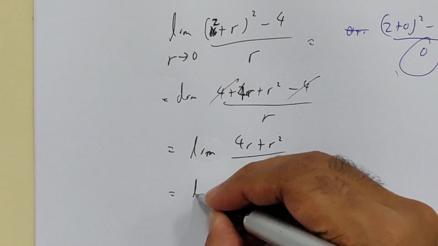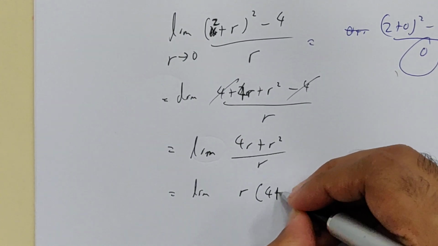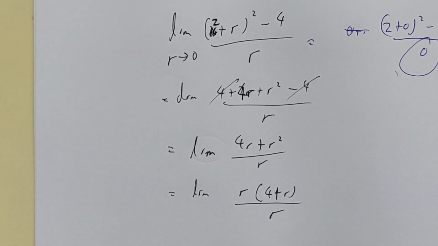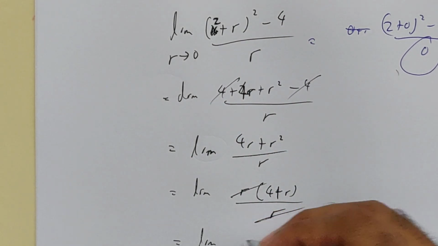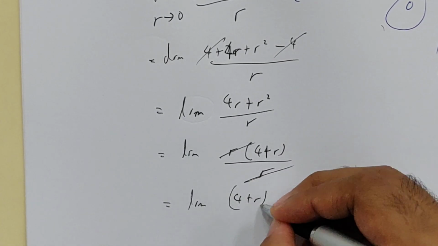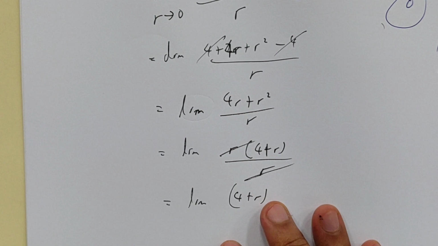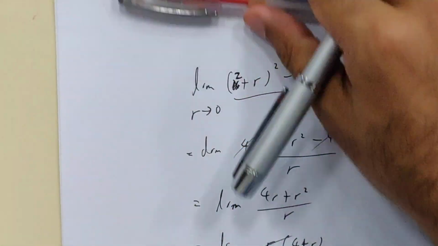I factorize. After factorize, what do I do? I simplify. Okay, once I reach here, there's nothing else I can do. I substitute r approaching 0.